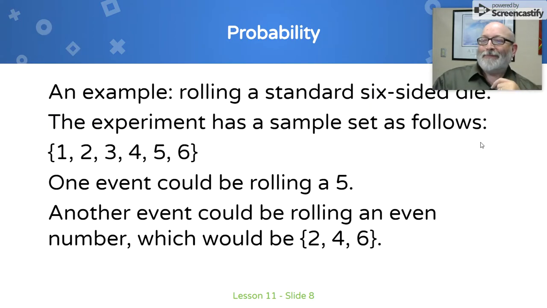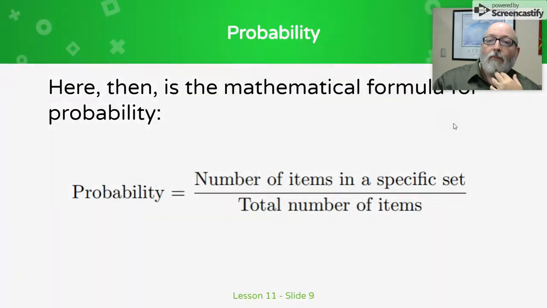An example: rolling a standard six-sided die. This experiment has a sample space as follows: 1, 2, 3, 4, 5, 6. One event could be rolling a 5. Another event could be rolling an even number, which would be 2, 4, 6.